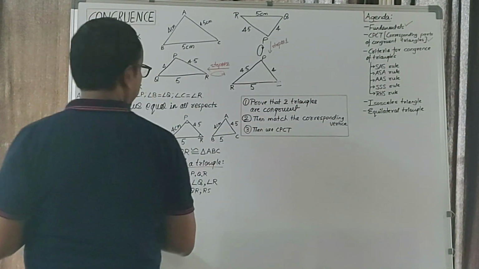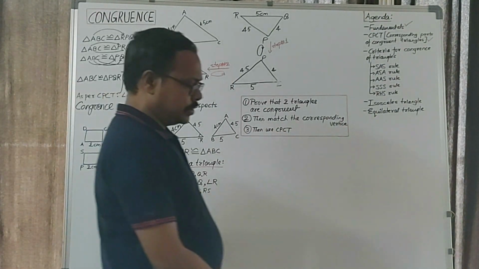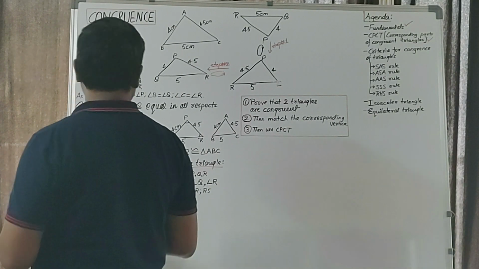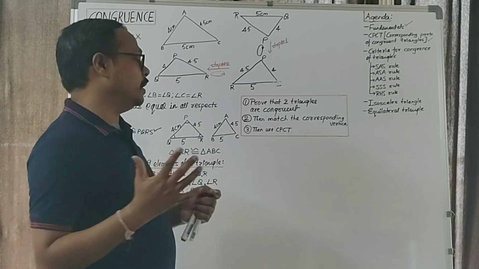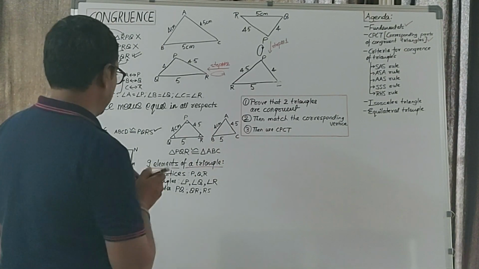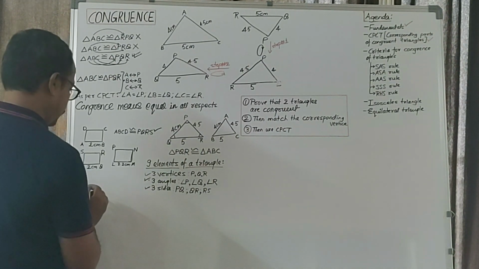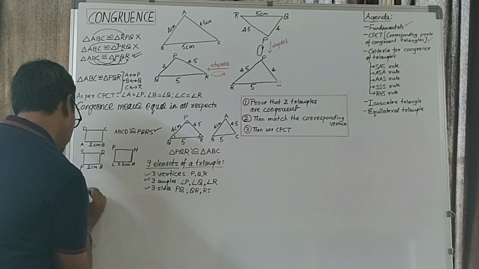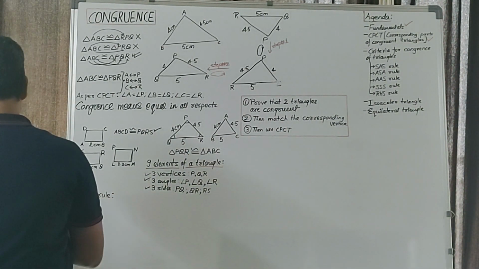Now we are going to talk about the criteria for congruence of triangles. If I ask you how many rules there are to prove that two given triangles are congruent, you'd say there are 5 rules. Okay? So we would like to study them one by one. What is the first one? SAS rule. What does it say?